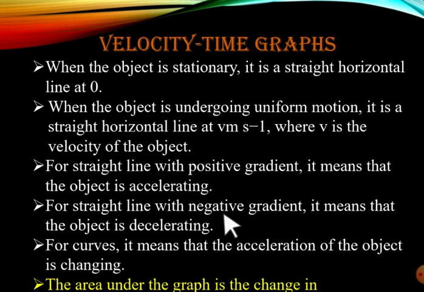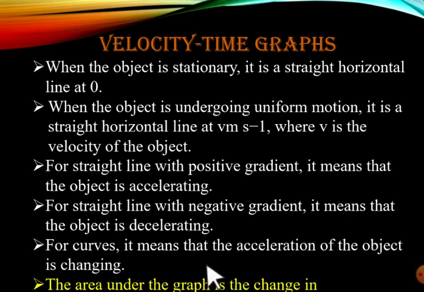For a straight line with a negative gradient, your acceleration is negative. Negative acceleration we call deceleration. It means that the object is decelerating. For curves, it means that the acceleration of the object is changing. If the velocity time graph is not a straight line but a curve, it means that the acceleration of the object is changing.